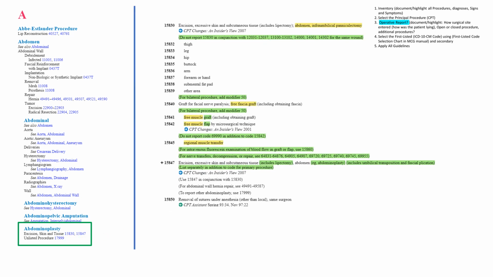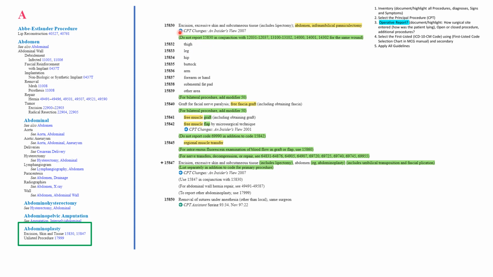Well, I don't think this is an unlisted procedure. I'm going to go look up the codes that they've provided. So if we go to the chapters, that's the color pages, and you look up 15830, this is the code for excision, excessive skin and subcutaneous tissue, includes lipectomy. And this is for the abdomen, infra-umbilical panniculectomy. All right, so this pretty much says some of the procedure.